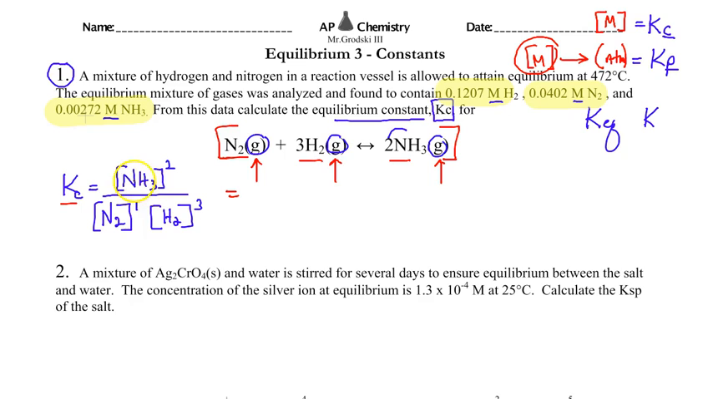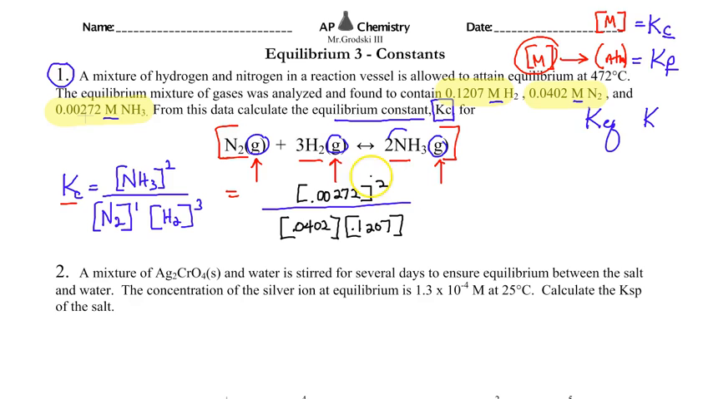Moving forward, all we've got to do now is plug in the values. So I want ammonia squared. I go find my ammonia, which is 0.00272. That's the concentration of ammonia, and it's squared. Then I have my nitrogen, which is 0.0402, and that's to the first power because there's a coefficient of 1. And of course, I have my H2, which is 0.1207, and that's going to be to the third power.